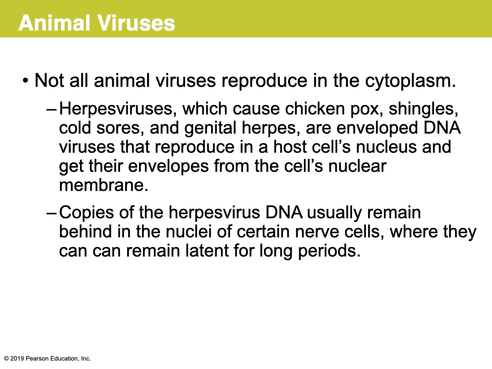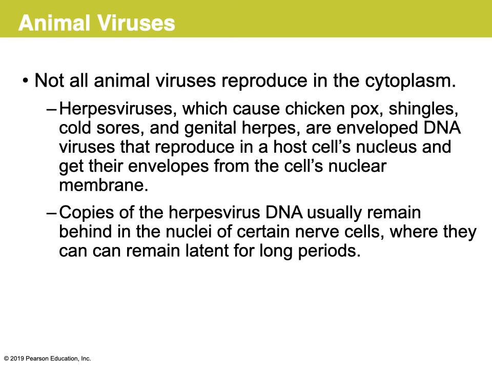Now, not all animal viruses reproduce out in the cytoplasm. The herpes viruses, which are associated with chickenpox, shingles, cold sores, and genital herpes, are enveloped DNA viruses that reproduce in the host cell nucleus and get their envelopes from the cell's nuclear membrane. And copies of herpes virus DNA usually remain behind in the nuclei of certain nerve cells, where they can remain latent, where they can basically sit there and not do anything for long periods of time.